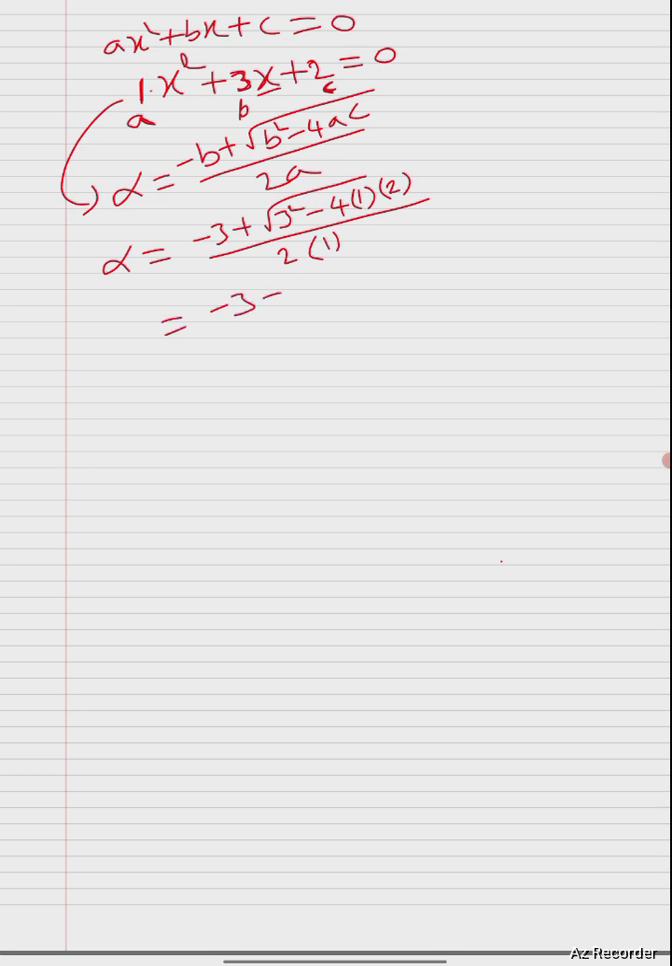Minus 3 plus root over 3 square, which is 9, minus 4 into 1 into 2, which is 8. Whole divided by 2. So if you simplify this one, we get minus 3 plus root 1. Root 1 means 1. Whole divided by 2. Now finally the alpha value we get is minus 2 divided by 2, which is minus 1. So this is the first root, means the first solution of the equation.